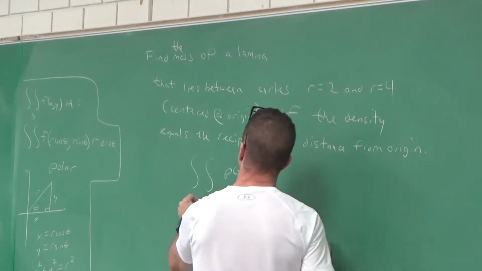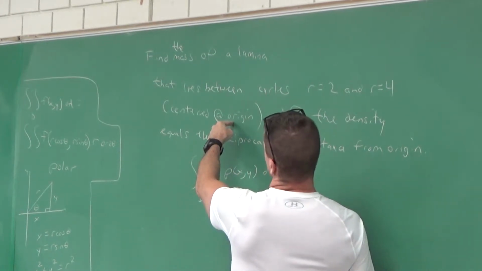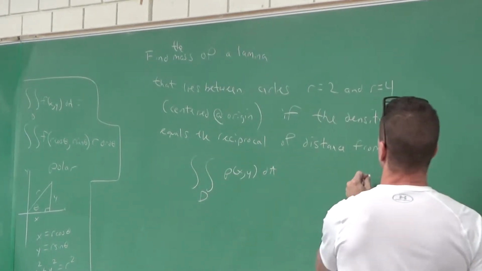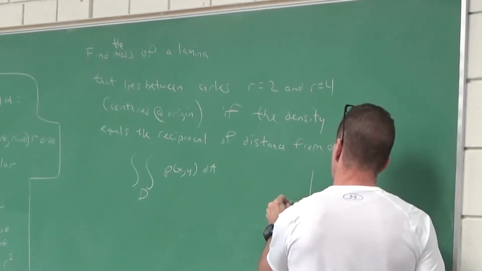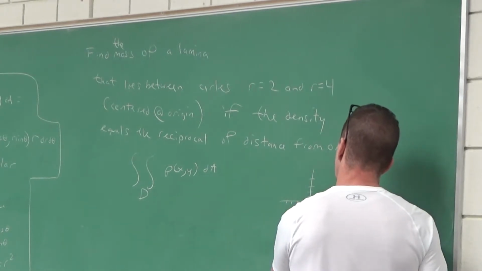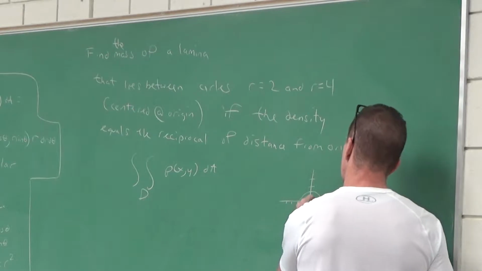Where this is D, but let's draw D, this region of integration. Two circles, radius 2 and radius 4. 1, 2, 3, 4. This is your region of integration.